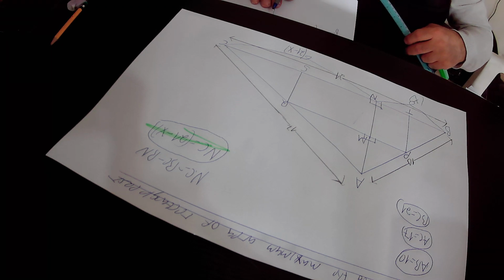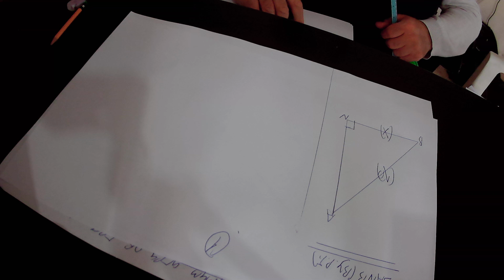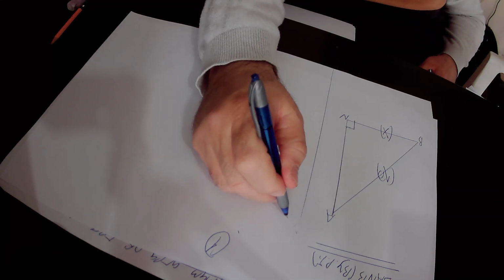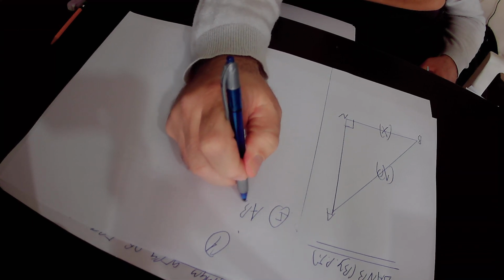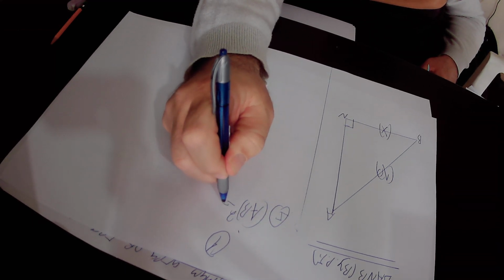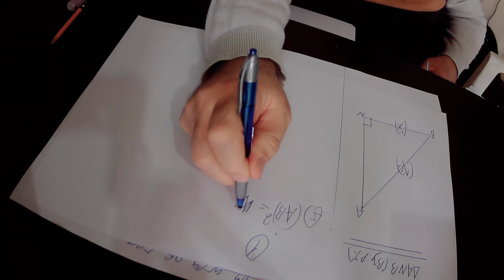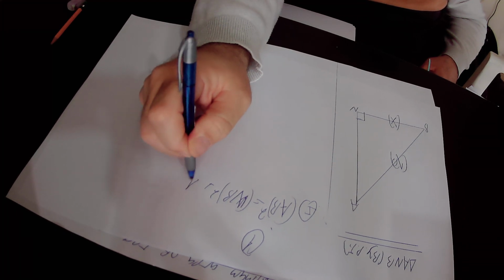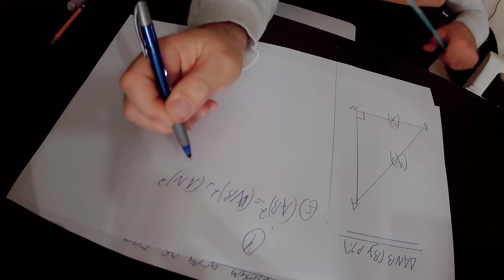So actually, this is the right triangle ABN that we are bringing over. According to the Pythagoras theorem, in this right triangle ABN, AB squared, that is the square of the hypotenuse, equals NB squared plus AN squared. This is equation 1.